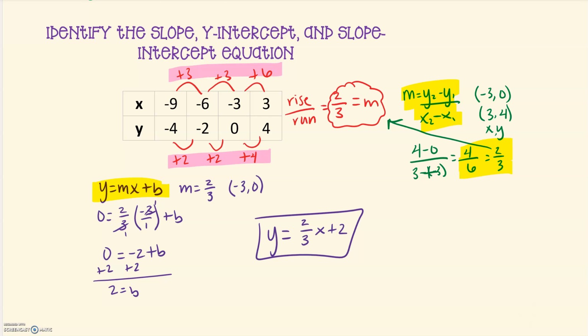So I plug my y and I plug my m and I plug my x into my equation and I end up with getting b equals 2. So my whole equation, the entire answer that I'm going for, is y equals 2/3 x plus 2. I hope you got it, and if not, I hope you figured out where you made your mistake.